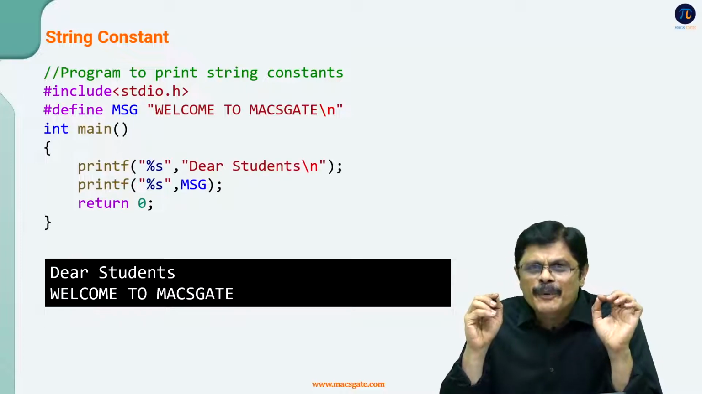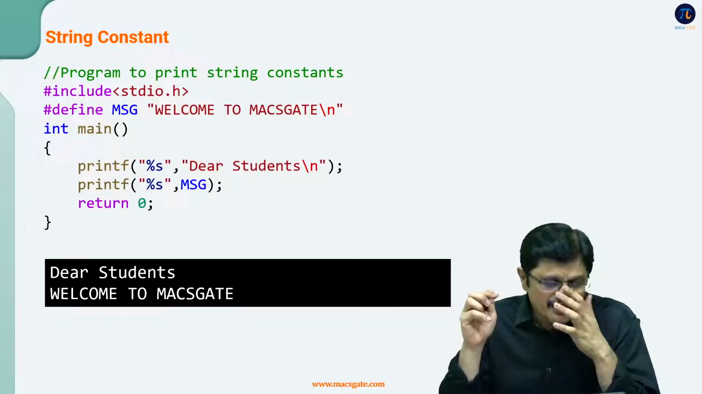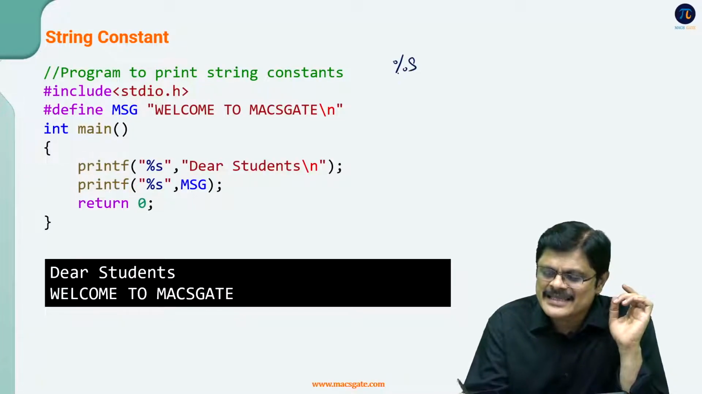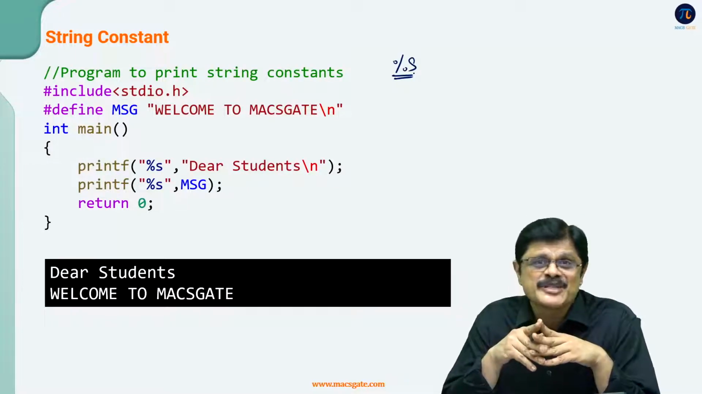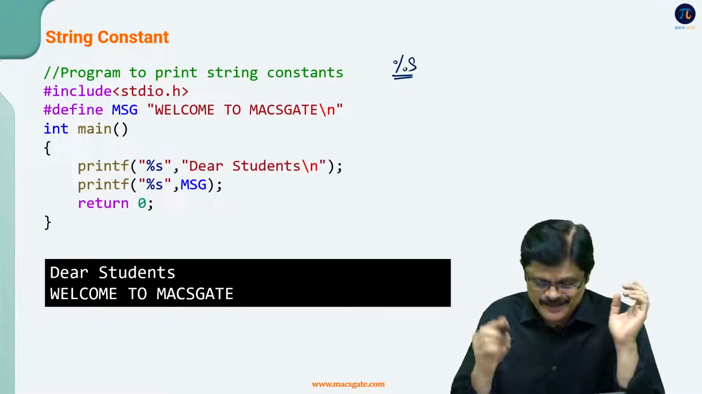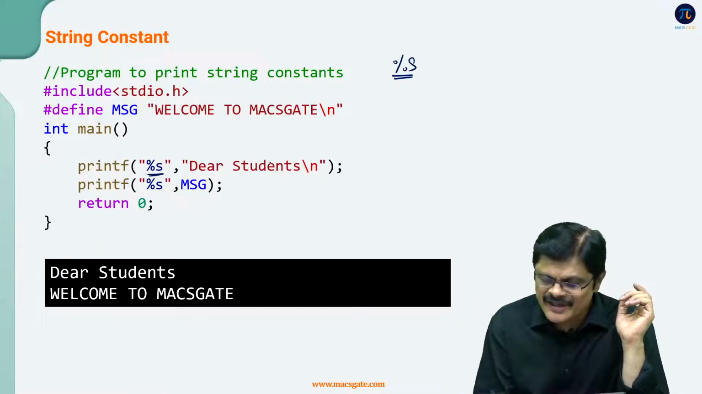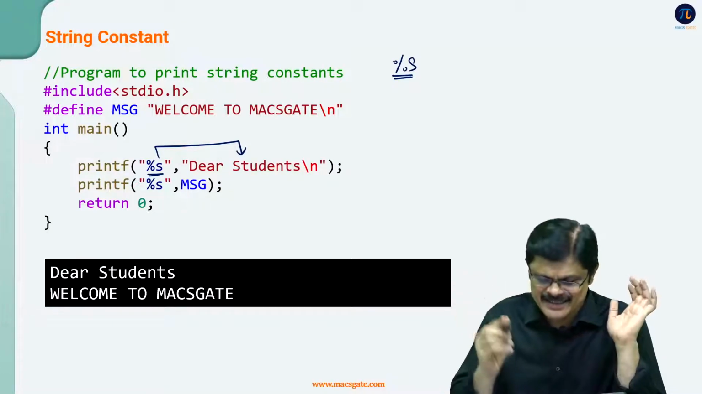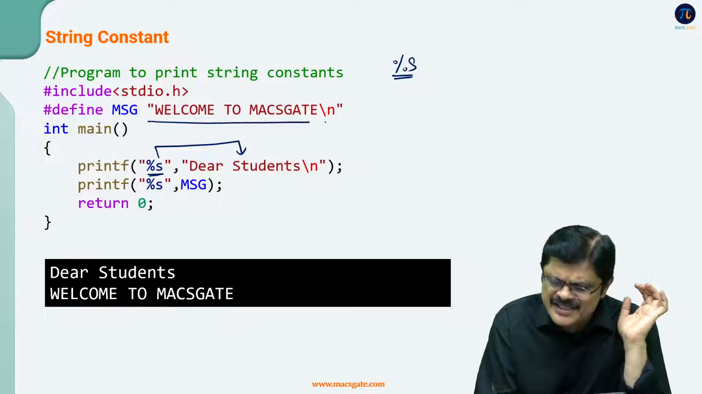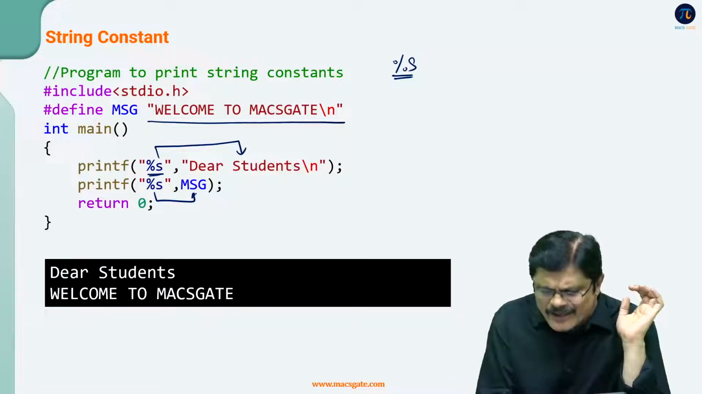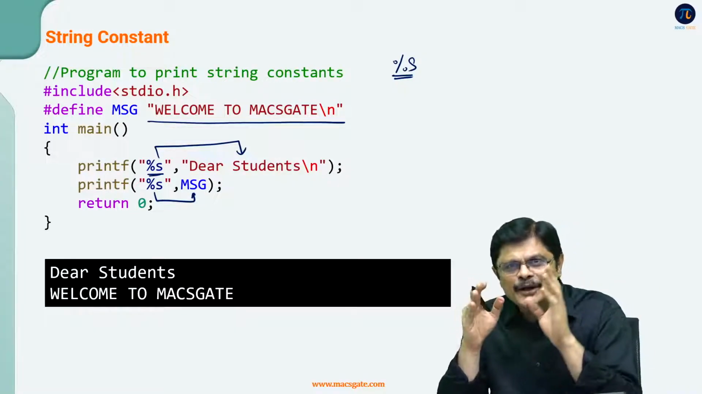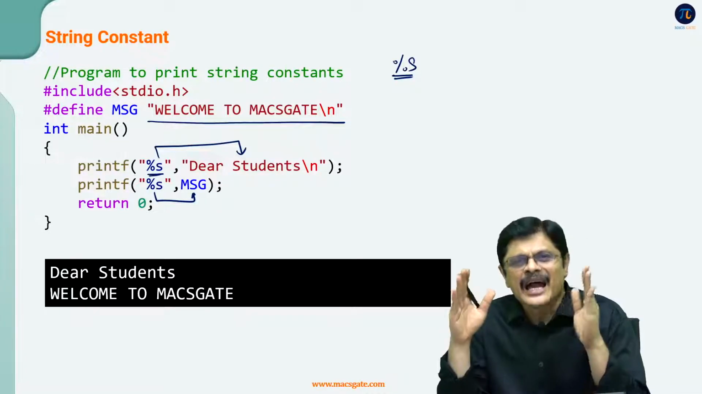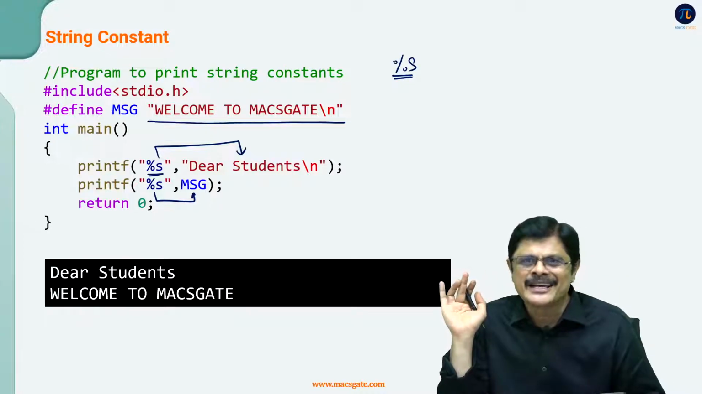You can print the string using the conversion specification %s. That is, we use %s as the conversion specification for printing a string. So, with %s you can write the string constant. It will identify the string constant and print it as it is. Of course, here MSG, even this is a string only. So, whatever string is there, when you have the conversion specification %s, it will search for a string, and whatever string is there will be printed as it is.